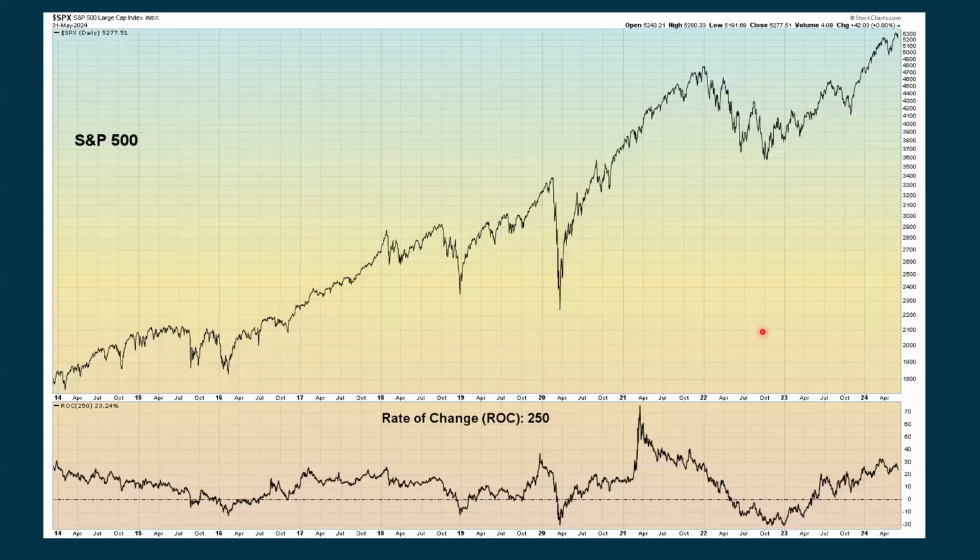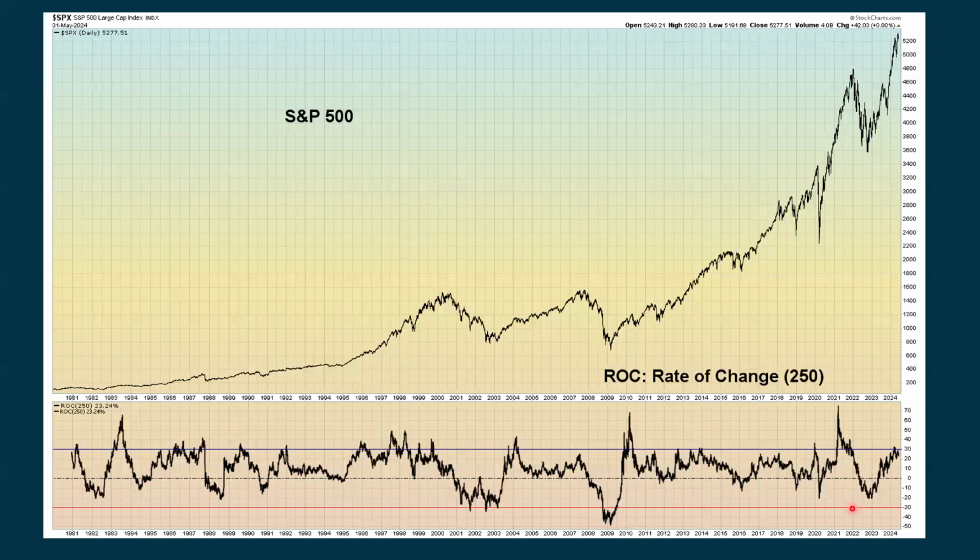Then a couple of rate of change charts. I have a ton of rate of change charts, but these are only for this video. This is going back 250 periods to see that even though we've been declining a little bit, the longer term trend is still up. And we came up to this blue line.